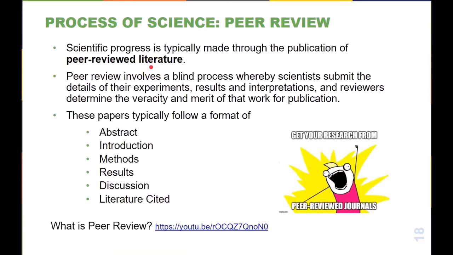So the process of peer review takes people who are in that field. So say you study nematodes, and it takes people from the nematode field from elsewhere, probably outside your institution, and they review your experiment. So it has to be written out. Typically they follow a format like this. And if your experiment seems sound enough to those experts in your field, then it's usually published.